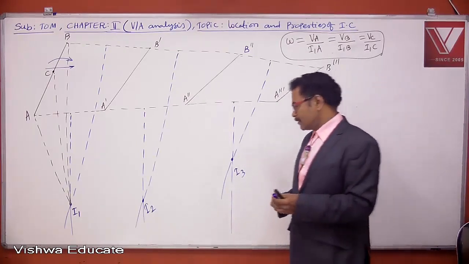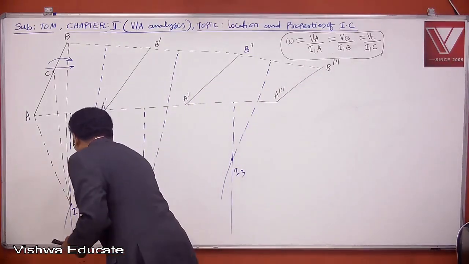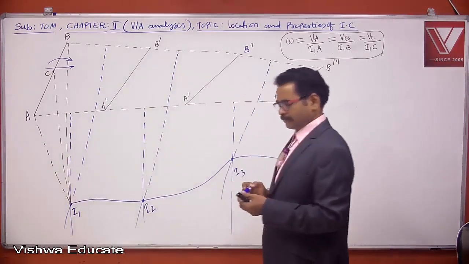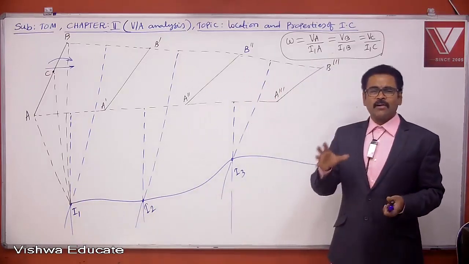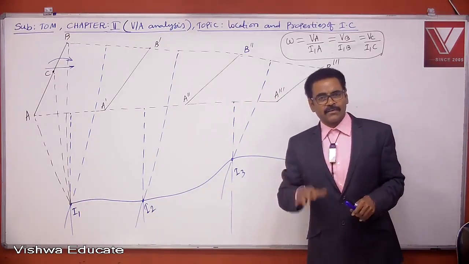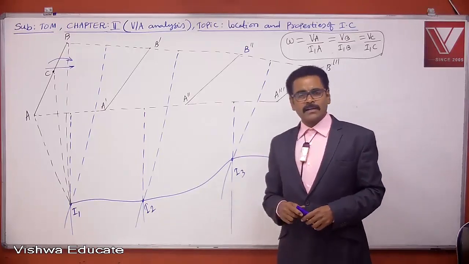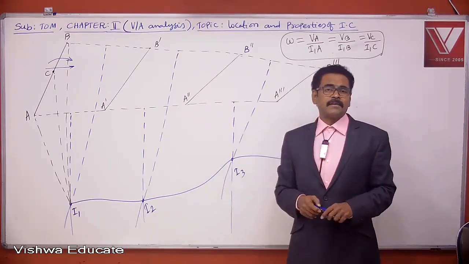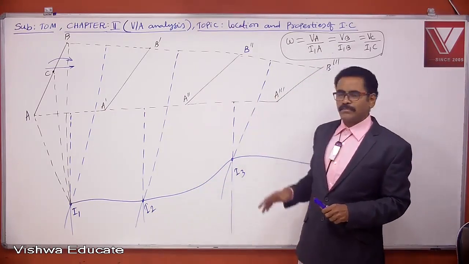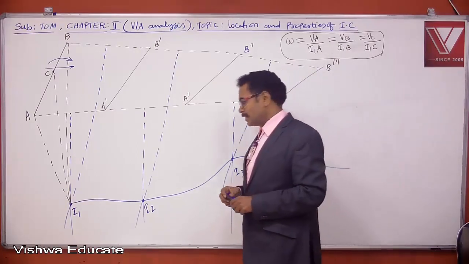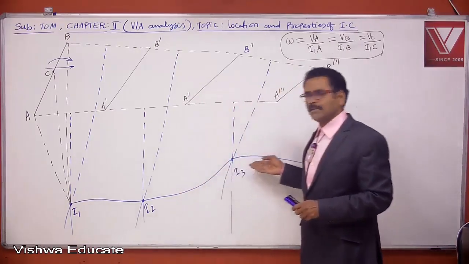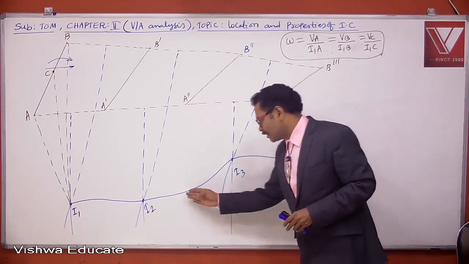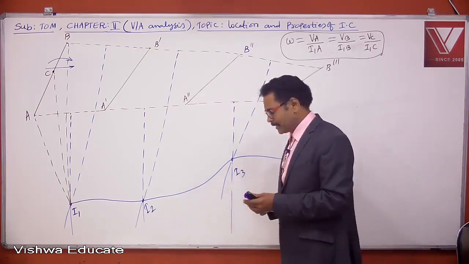Now what I am doing is joining I1, I2, I3, and so on. I join all the instantaneous centers in a cycle of operation. Sometimes we may get a straight line, sometimes a curve like this, sometimes a circular arc, sometimes an elliptical arc. It all depends upon how this link is moving. So I joined all the instantaneous centers from beginning to end in a cycle of operation, and this curve is called the space centroid.